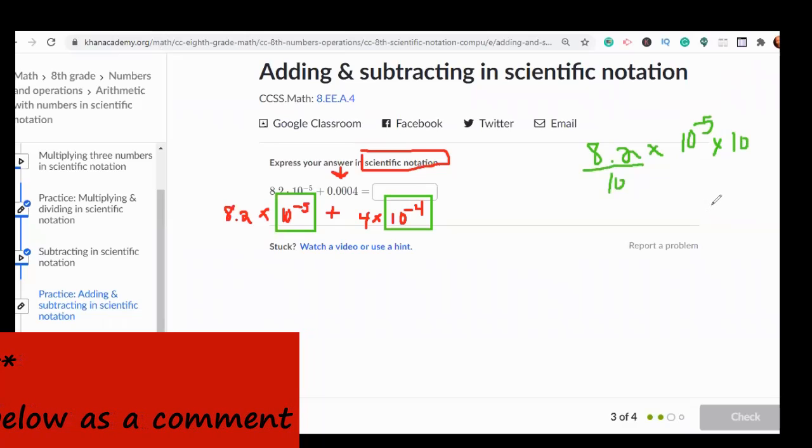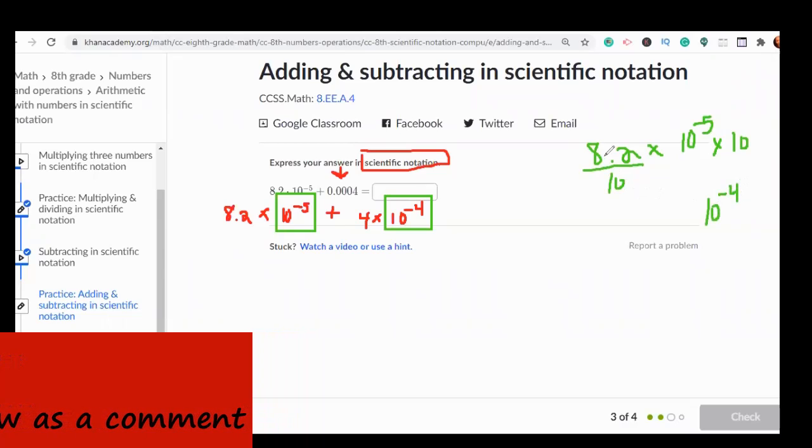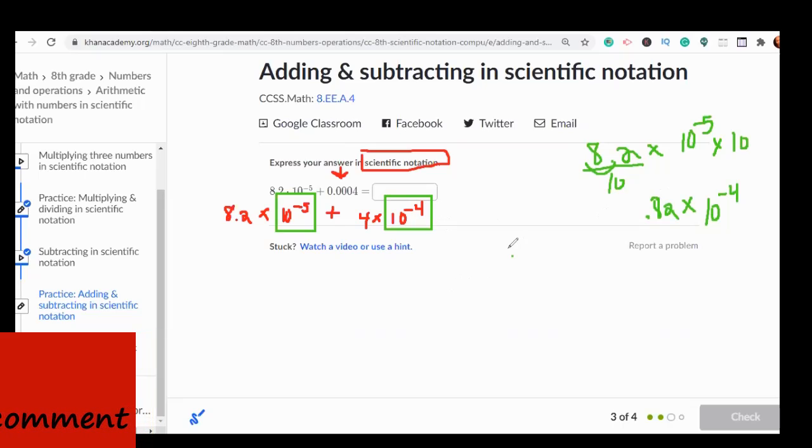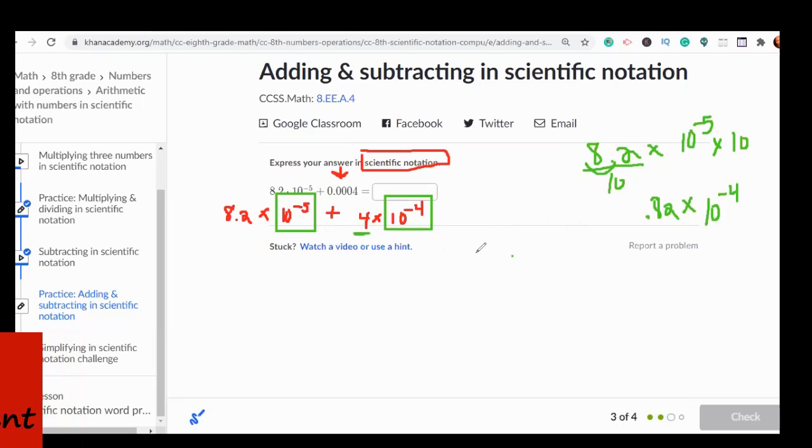So my number becomes 10 to the negative 4. And over here, the number goes back 1, and that's 0.82. Okay, so I'm ready to start my problem from here. I have 0.82 times 10 to the negative 4 plus 4 times 10 to the negative 4. And when we do that, we can just combine the numbers. So 4.82, because 4 plus 0.82 is 4.82, times 10 to the negative 4.